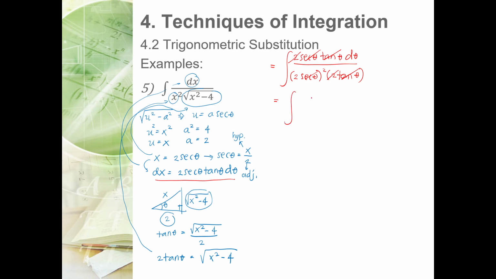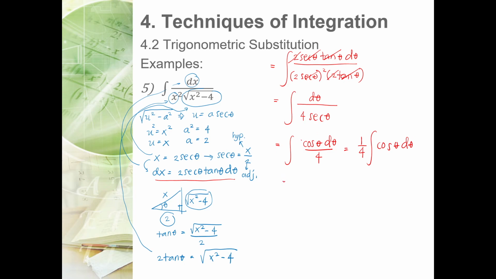So the remaining term is d theta. Then applying the square, since we canceled out 1 secant theta already, so we have 4 secant theta, I mean. Then this one becomes cosine theta d theta all over 4. Or in simpler terms, that's 1/4 integral of cosine theta d theta.